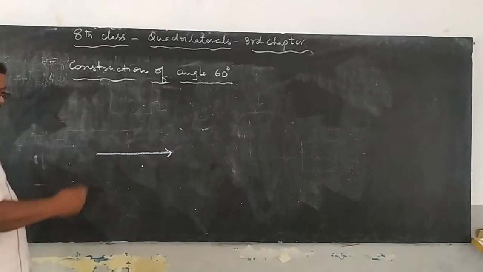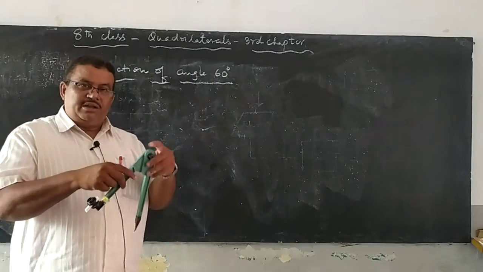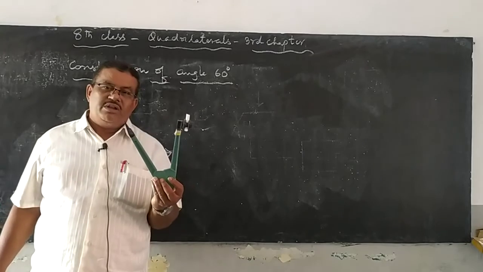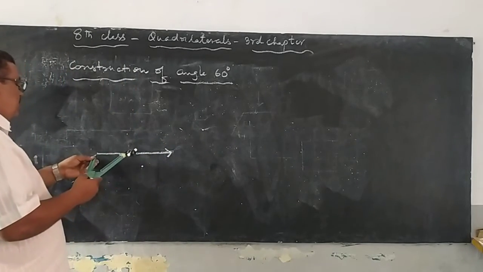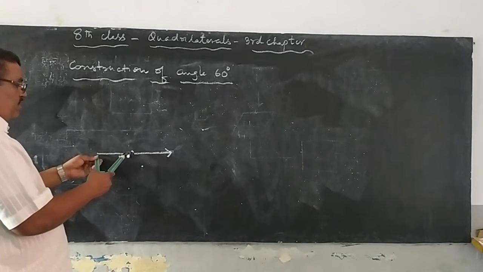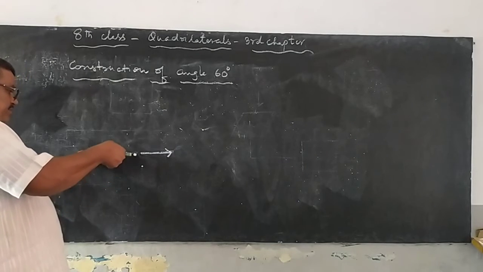Afterwards, take the compass. This is a board compass for me. For you, such compasses are already available in your compass boxes. Okay children, with sufficient radius, this is sufficient radius for me. Draw an arc like this.